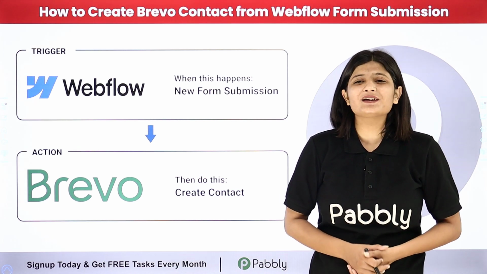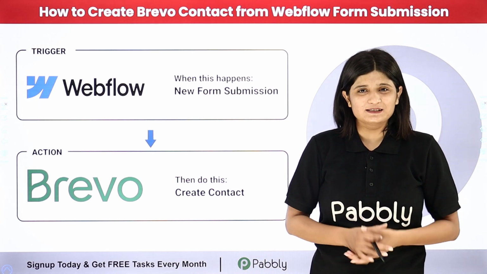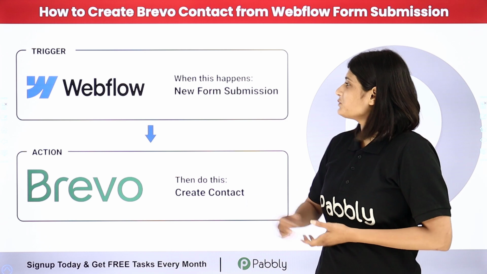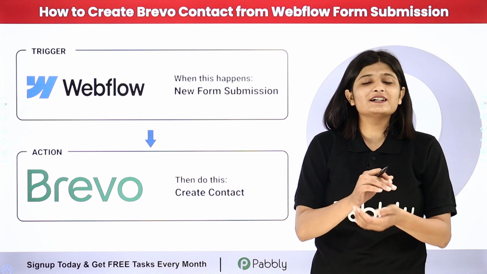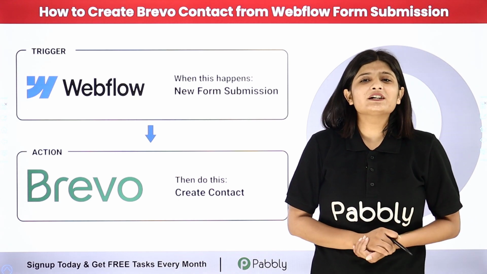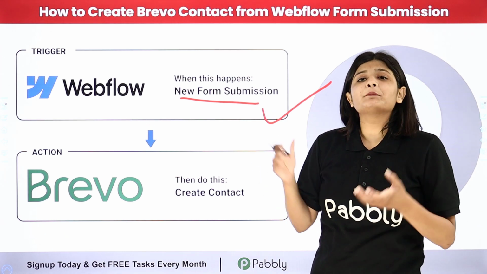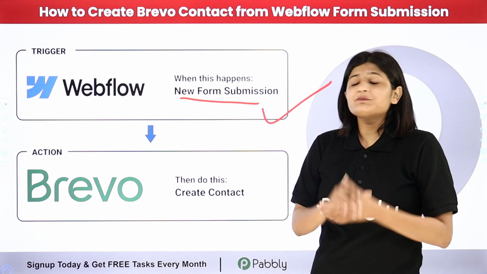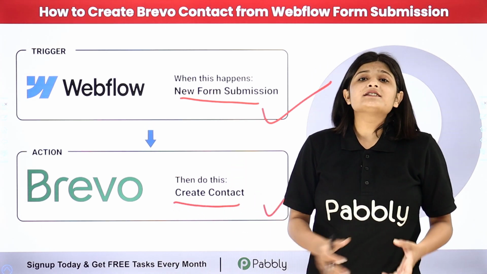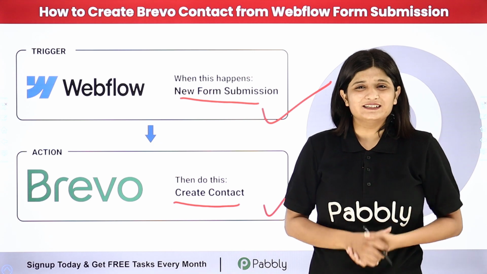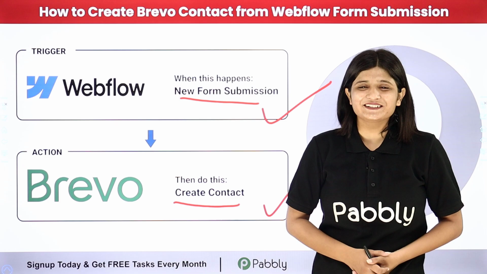So Pabbly Connect is an amazing automation and integration software which requires no coding or programming skill. I just need to build connection between Webflow and Brevo. Pabbly Connect runs on two principles, which is trigger and action. Here as my trigger application, I will take Webflow where the new form submission will be made and this complete workflow will get triggered. And in my action application, I will take Brevo where the contact will be created as soon as the form submission will be made automatically. If you want to learn this amazing automation step by step, let me take you all to my screen.